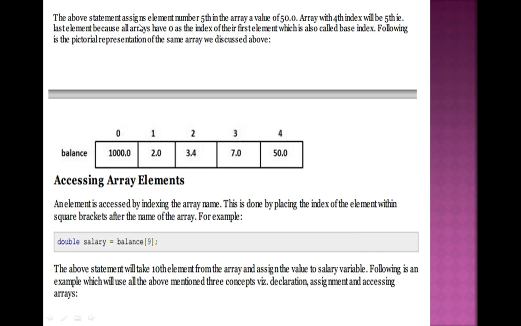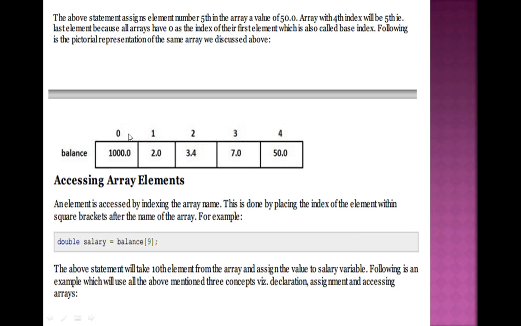This says the above statement assigns the 5th element in the array a value of 50. As I told you, the array with index 4 will be the 5th one, that is the last element, because all arrays have 0 as the index of the first element, which is known as the base index. Following is a pictorial representation of how we can represent it.